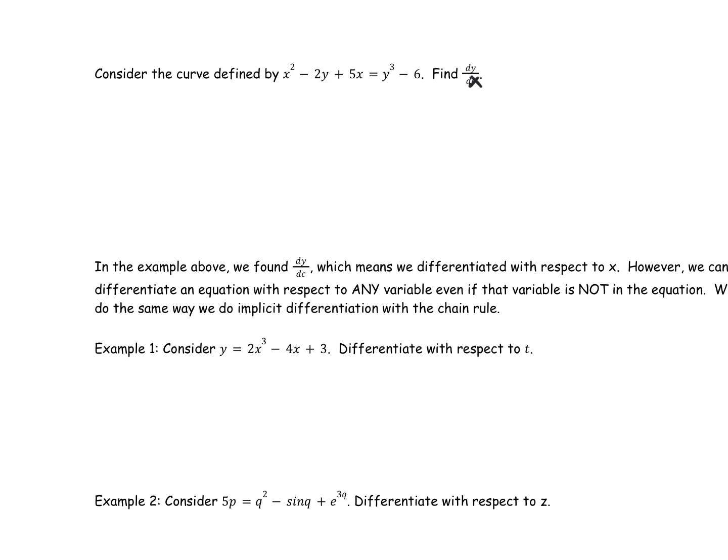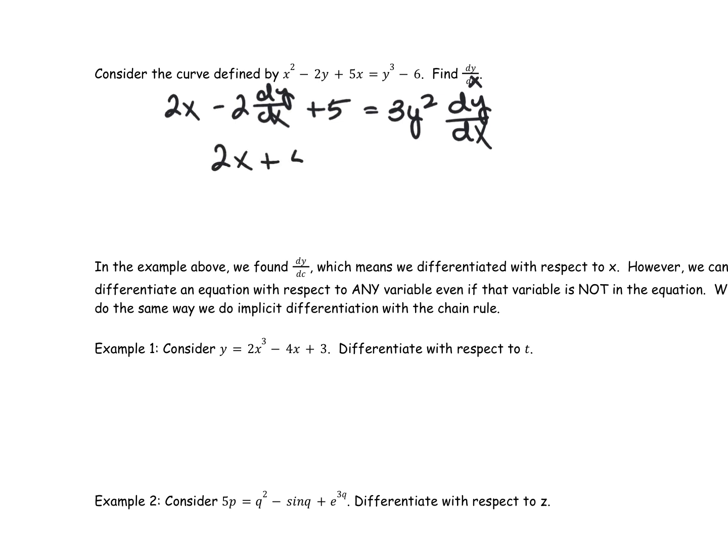So if you consider this curve, and we're going to take the derivative with regard to x. Can we do that still? Do we still remember how to do that? Once you've taken the derivative of each term, then we're going to move all our dy dx's to one side and all of our non-dy dx's to the other side. Then we're going to get to factor it out, correct?